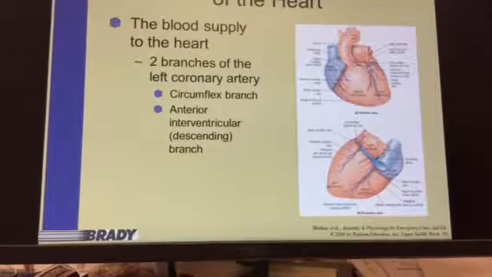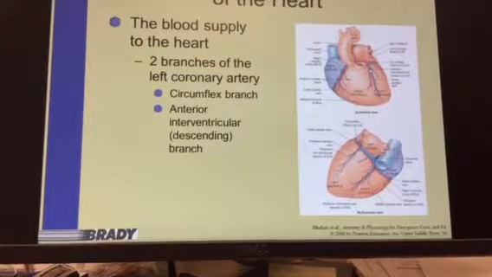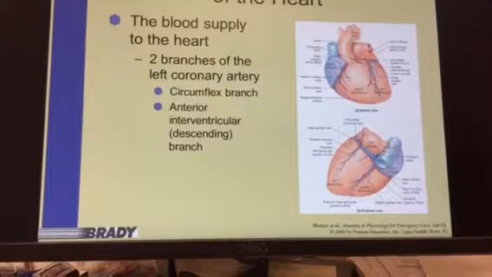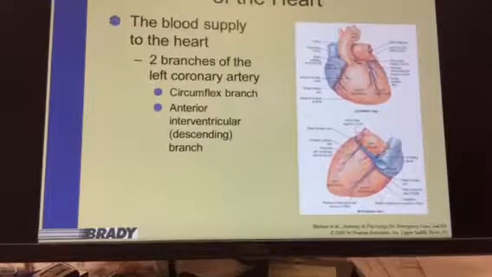When we start looking at 12 leads, we'll know basically where we're seeing the blocks. If we're seeing it in V2, V3, V4, we know our block is probably going to be involving the anterior descending branch of the left coronary artery.